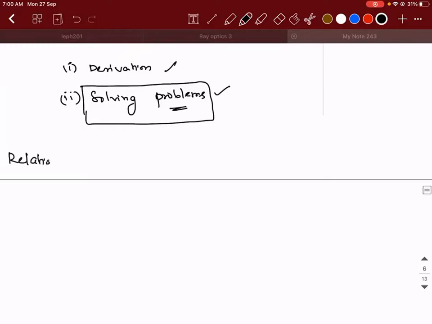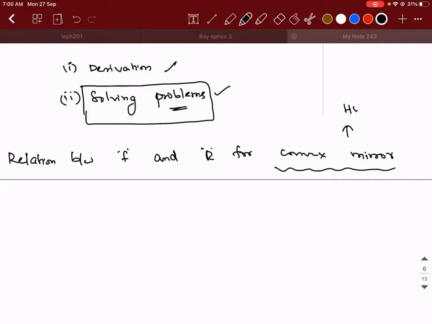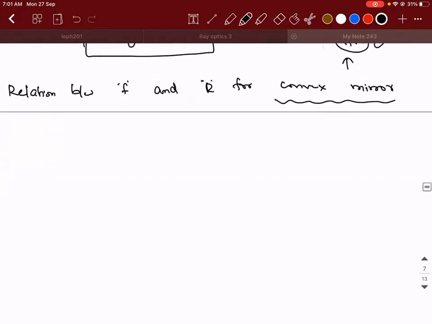Next is a relation between F and R for convex mirror. So this part I am leaving it to you. I am giving it as homework. You guys try and bring it to me. Now I'm going to go to the next part, that is the ray diagrams.